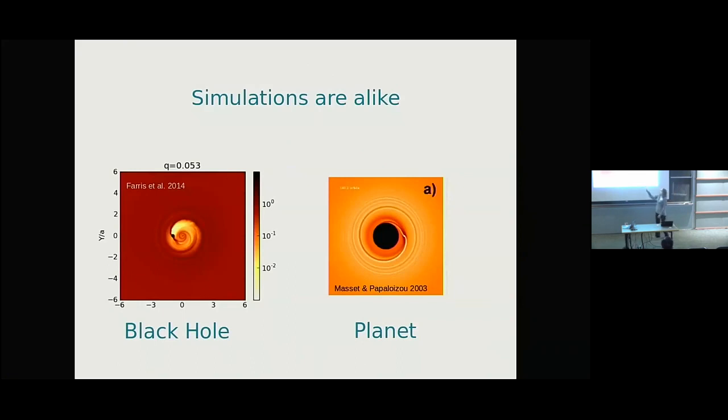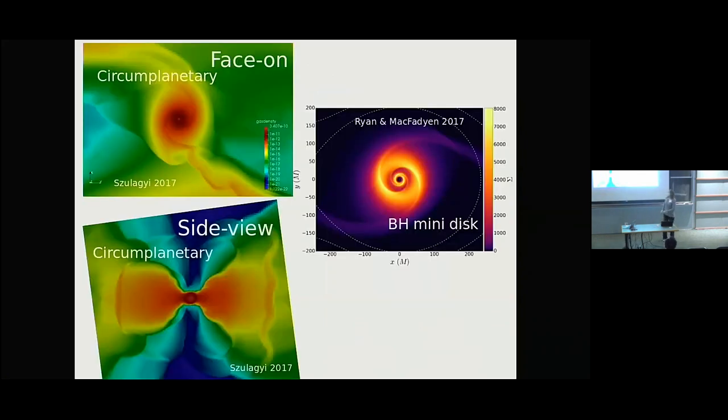So the simulations are quite similar for the black hole and the planet case. We find also mini disks. We call them circumplanetary disks. I found only a 2D mini disk, but I don't know exactly every single paper in the field, in your field, but this is how the circumplanetary disks look like. They look very much the same.